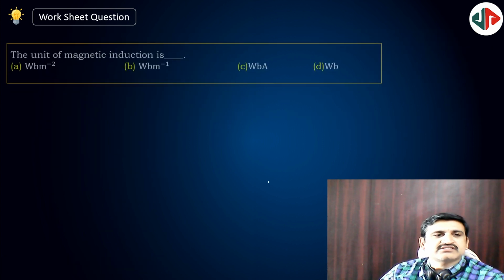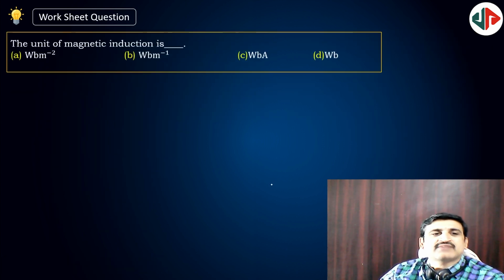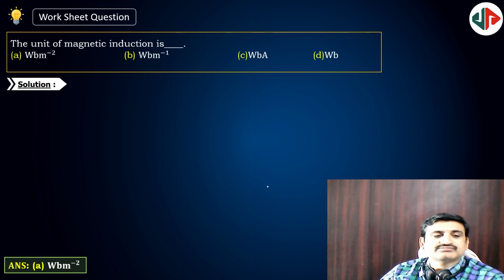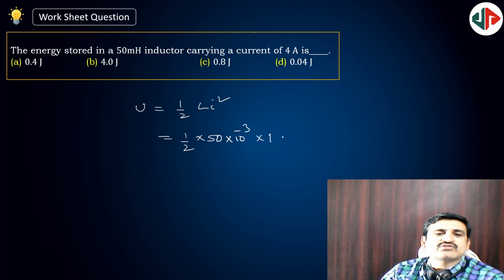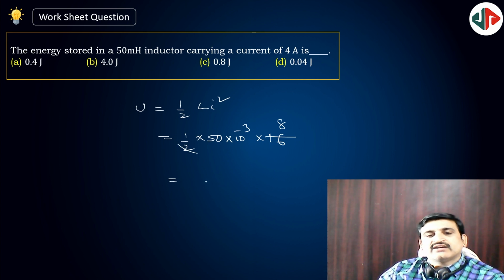Okay, next. The unit of magnetic induction. Magnetic induction is B. B is Weber per meter square. Next, the energy stored in 50 millihenry, carrying current 4 amperes. Energy stored, U is equal to magnetic field energy is equal to half Li square, right? Half L value 50 into 10 power minus 3 into I square is 4 4s are 16. 2 will go 8 times. 8 50s are 400. 400 into 10 to the power of minus 3 Joule. So 0.4.